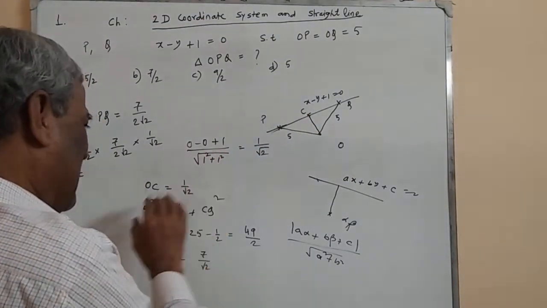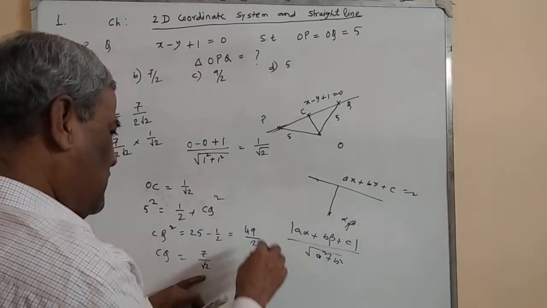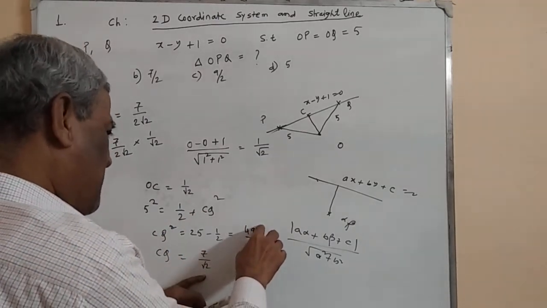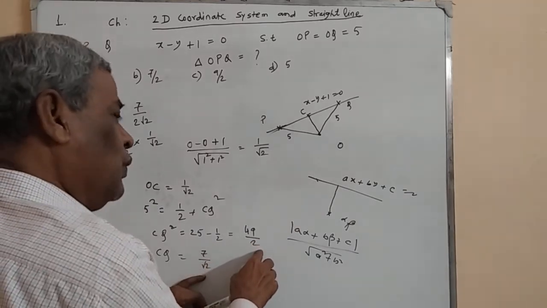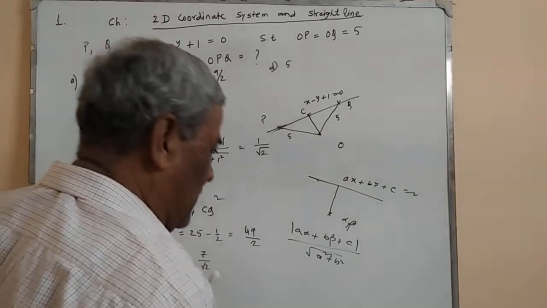Somewhere I made a mistake. CQ is 7 by root 2. CQ, okay, 7 by root 2. Okay.